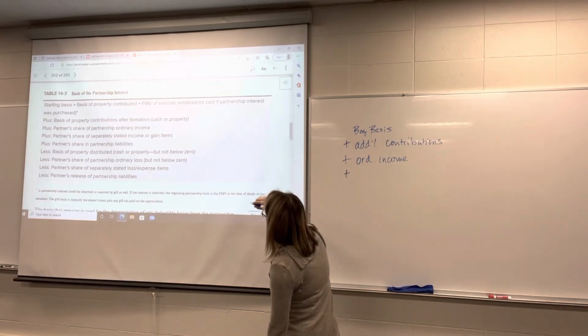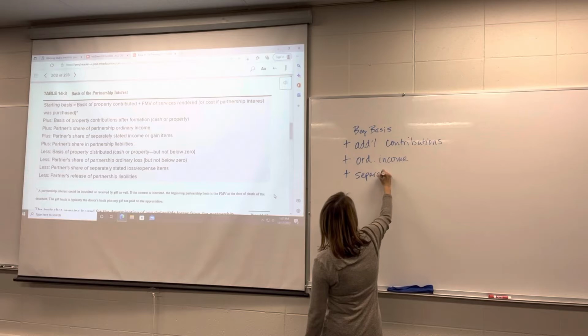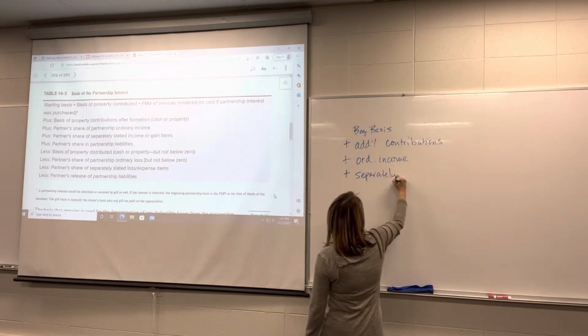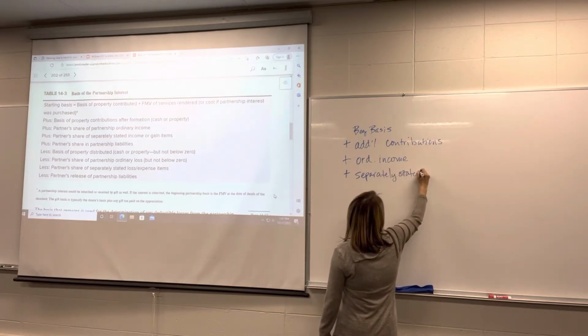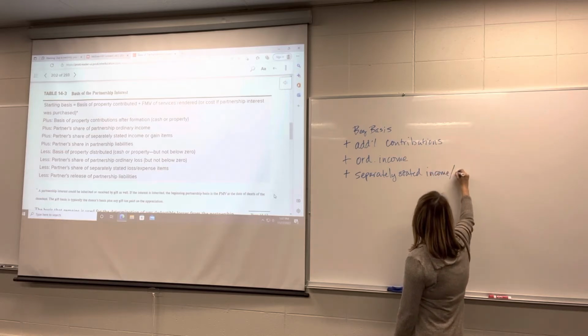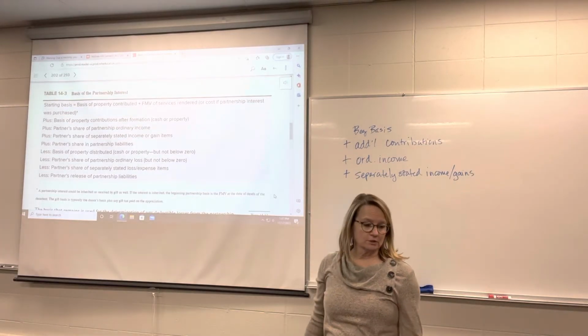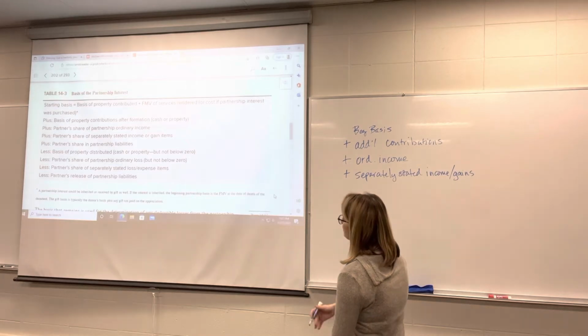Plus, separately stated income and gains. So rental income, long-term capital gains, short-term capital gains, all of that stuff.